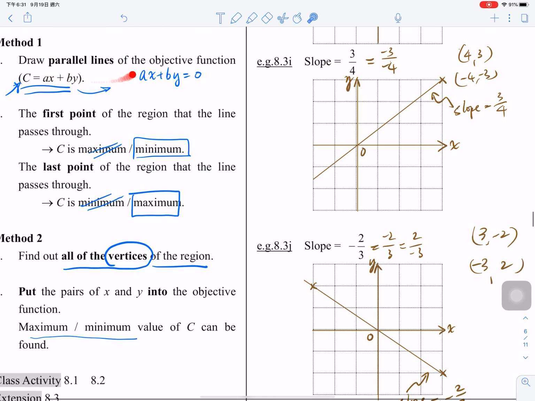Then draw the parallel lines. After you draw one line, you mark the parallel lines to find out which is the first point of the region that the line passes through, and where the last point of the region that the line passes through is. So we need to take an example. Maybe in the next video, have a look at 8.3k and do it once again.